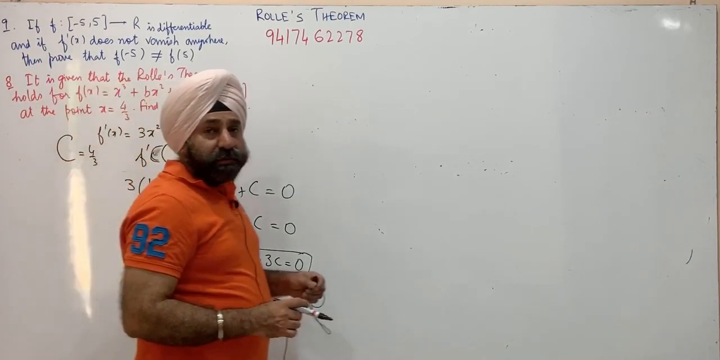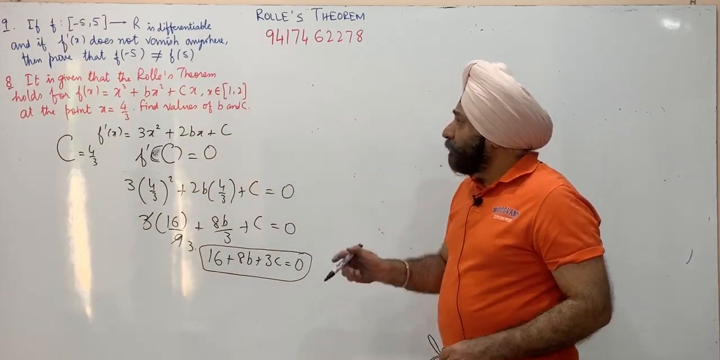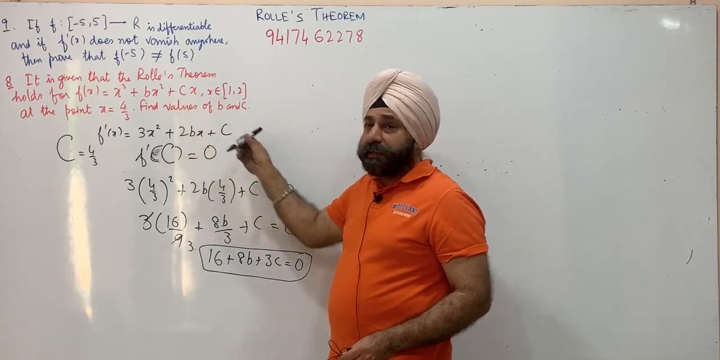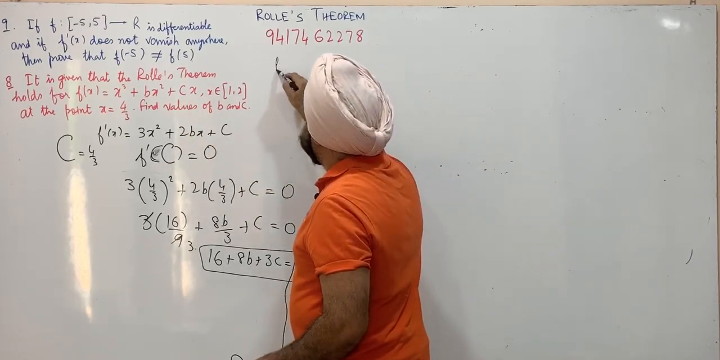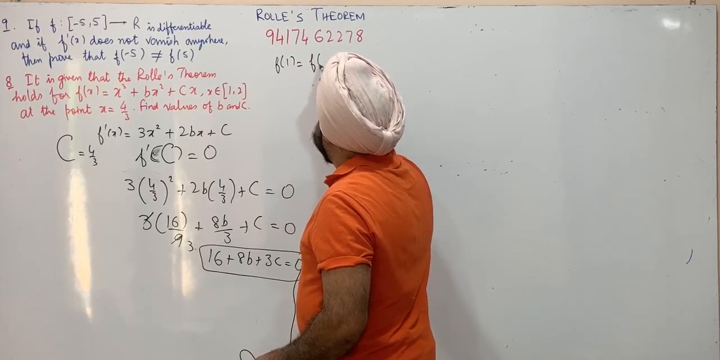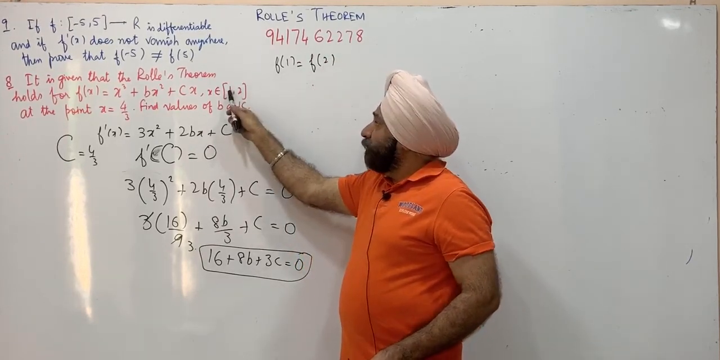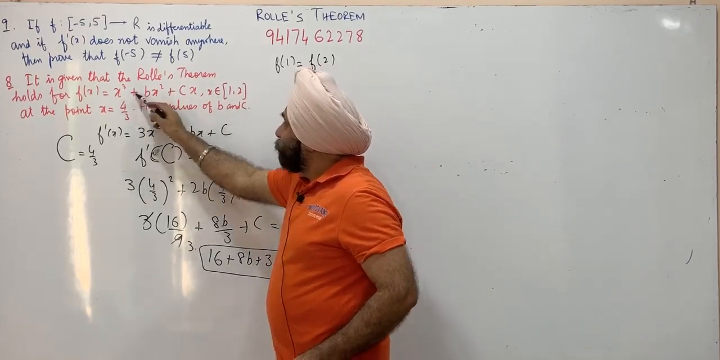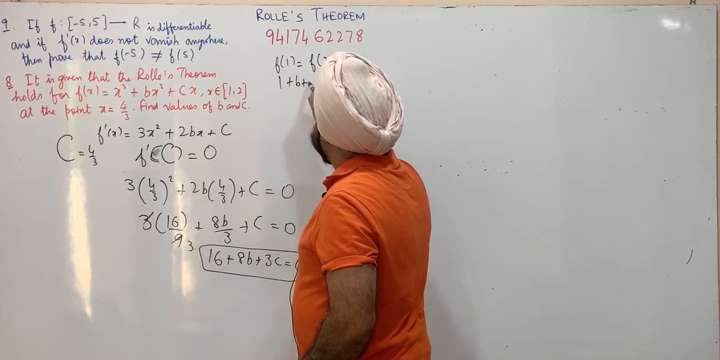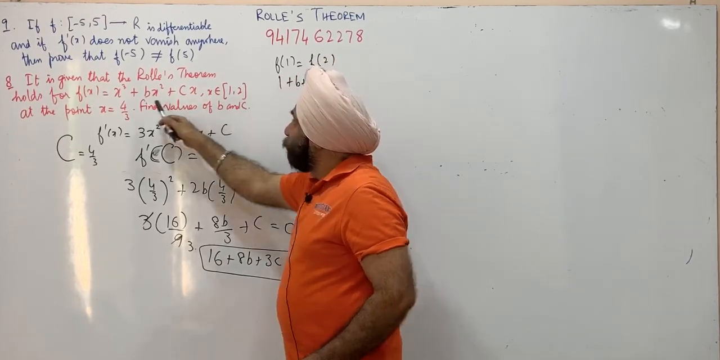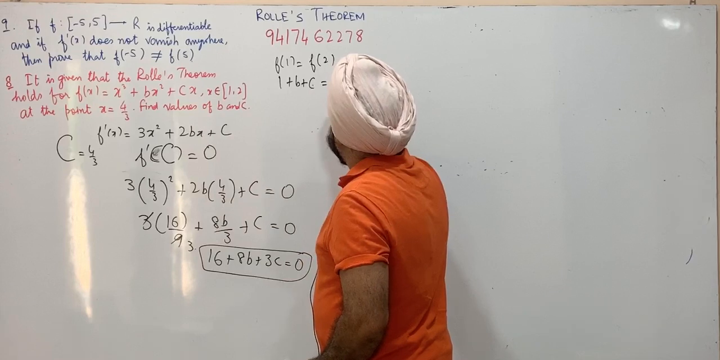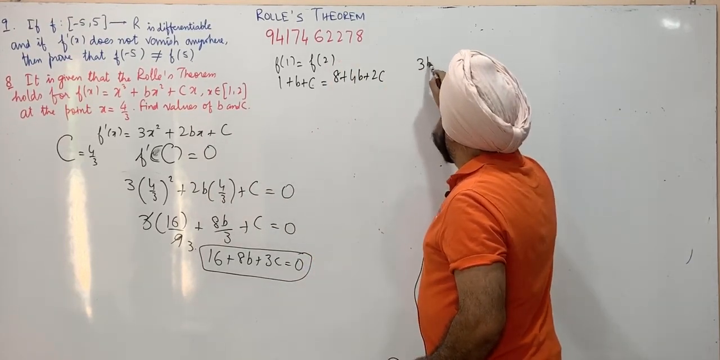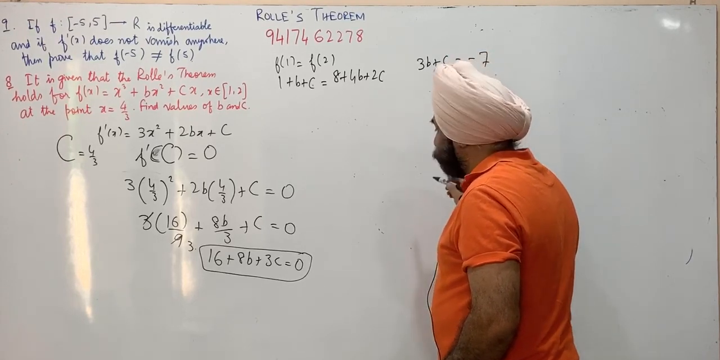How do we get second equation? So if Rolle's theorem holds, this means all the three conditions of Rolle's theorem are also satisfied by f of x. And we use the third condition, that is f of 1 and f of 2, value of function at starting point and value of function at end point, they are equal. And f of 1, we put x is equal to 1 here. It's 1 plus b plus c. And for f of 2, this will be 8 plus 4b and plus 2c. So let's simplify. This is 3b plus c is equal to minus 7.